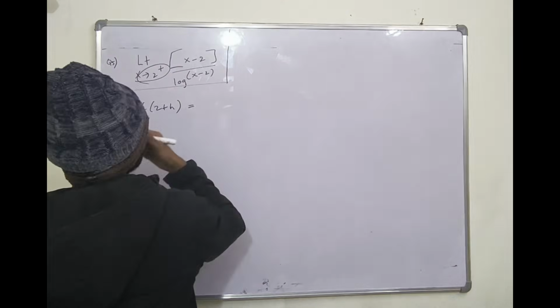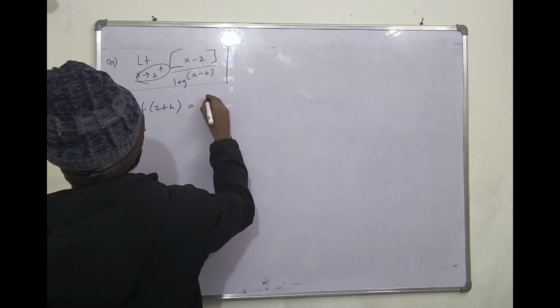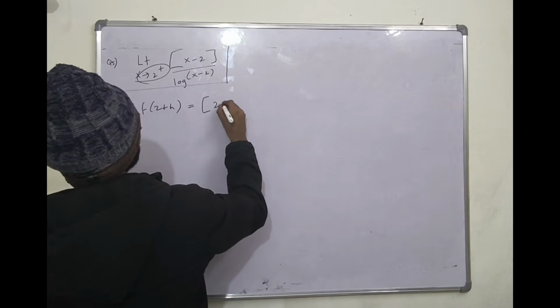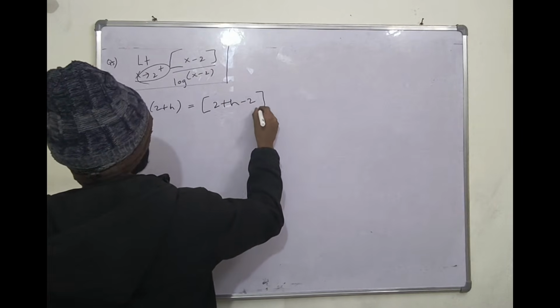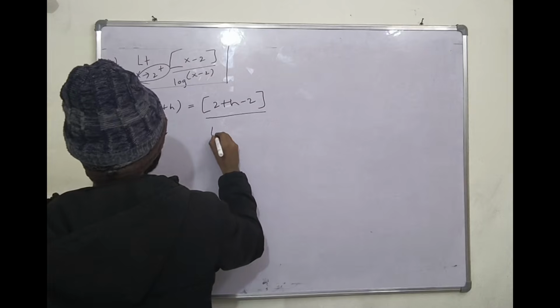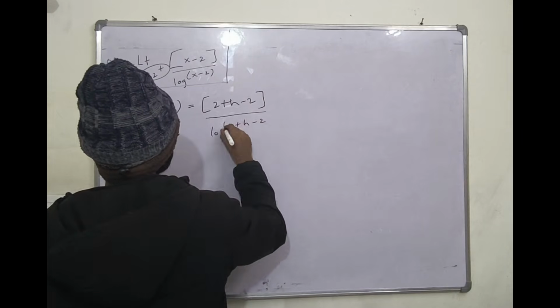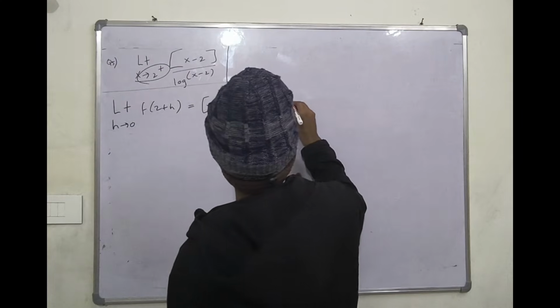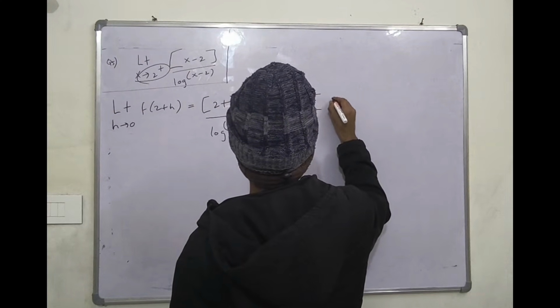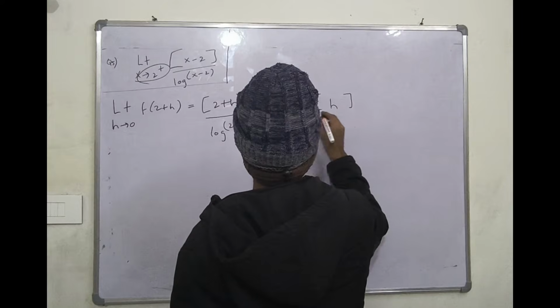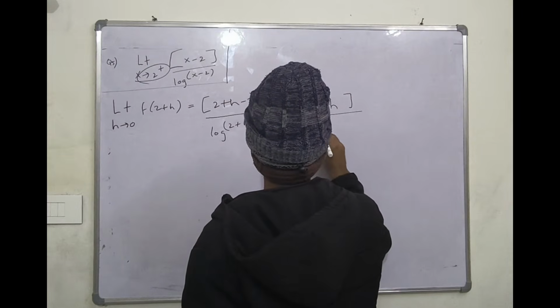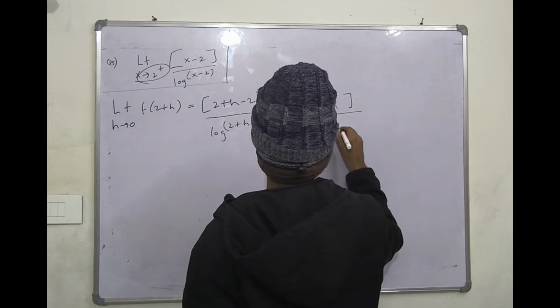So this is step of 2 plus h minus 2 by log of 2 plus h minus 2. This is step of h by log h.